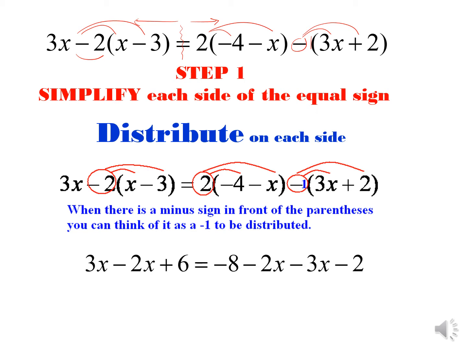Once I've done that, I'm going to have this. So 3x minus 2x plus 6 equals negative 8 minus 2x minus 3x minus 2. Make sure you're distributing the negative. Okay, then, are we done? We are not. So let's keep going.